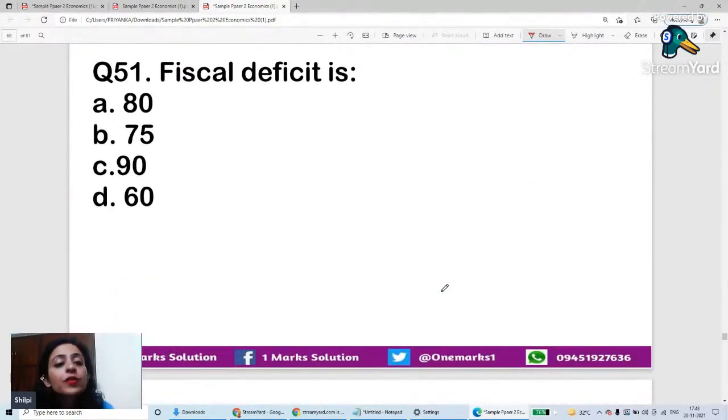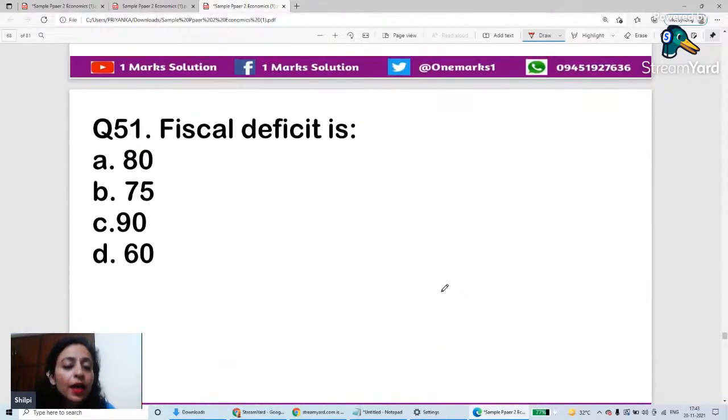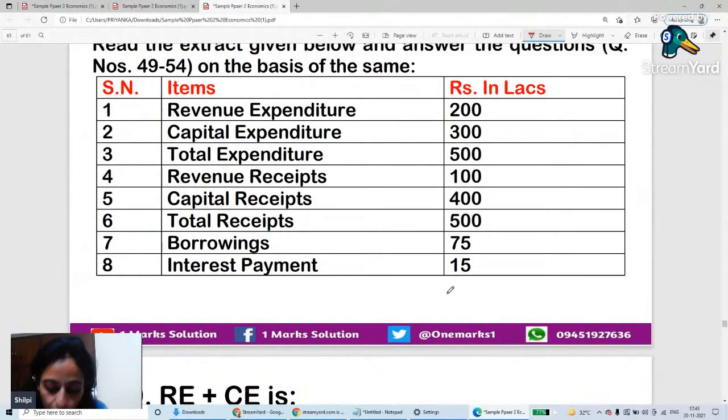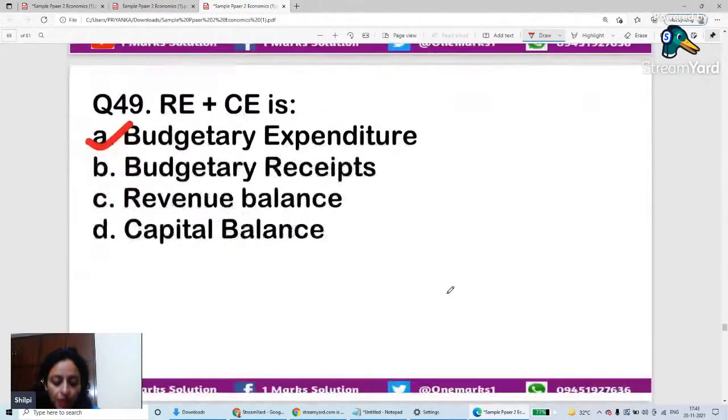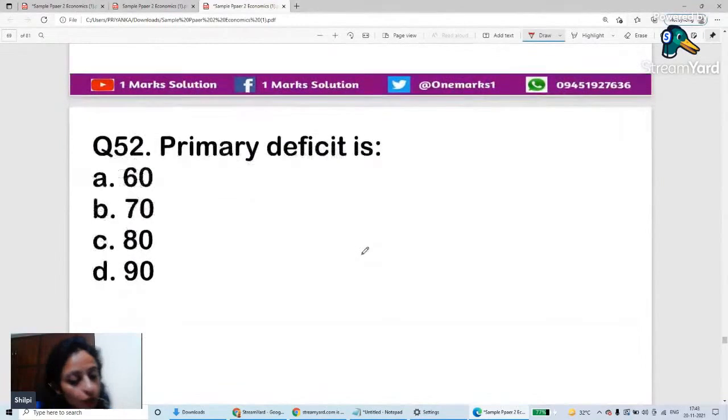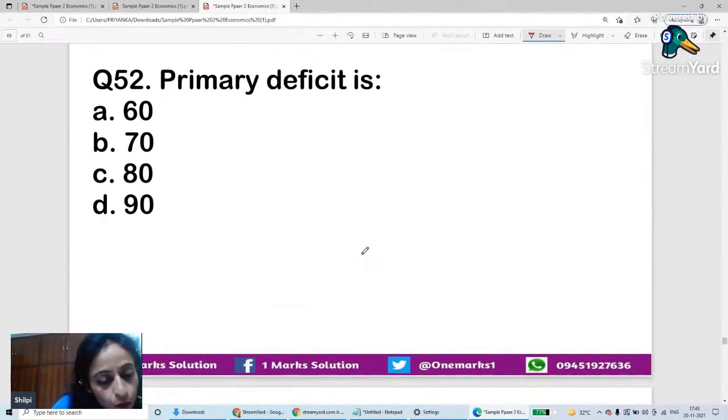As you all know, fiscal deficit is always equal to the borrowings. So if the borrowings are directly given in the table, then we will take that direct figure from the table. So see, borrowings are directly given, 75. So we will go for option number B in question number 51. Option B, 75. Now after this, question number 52.